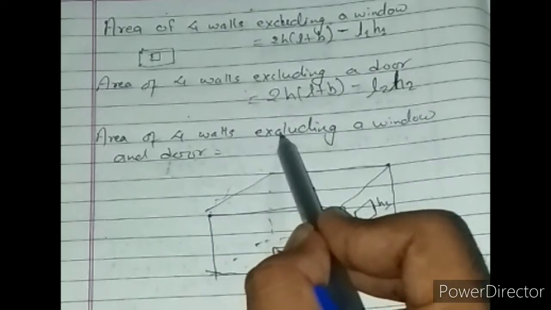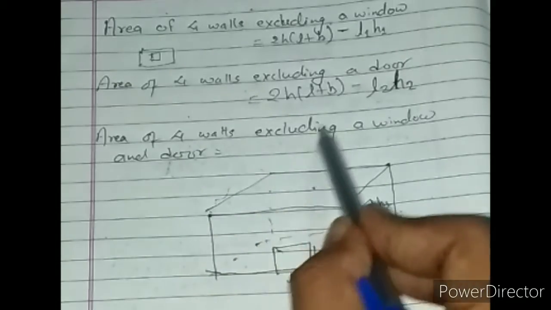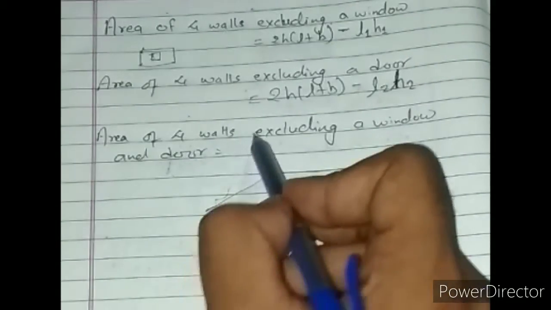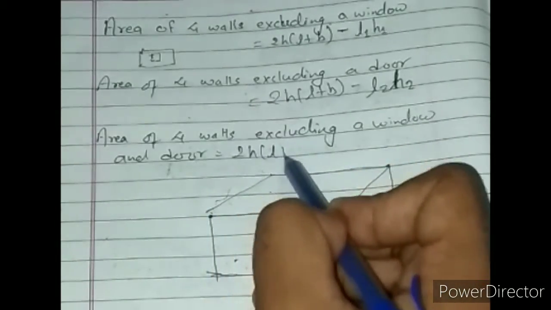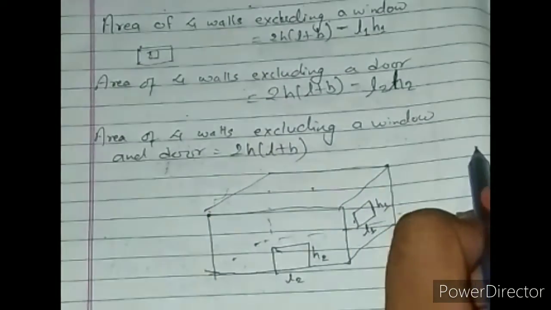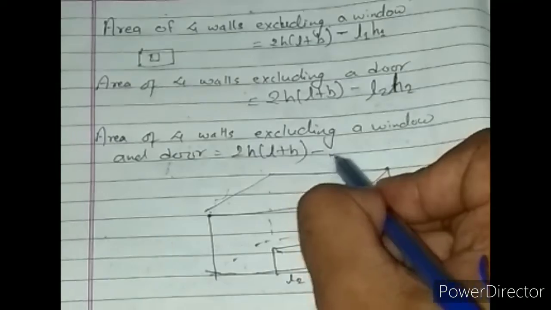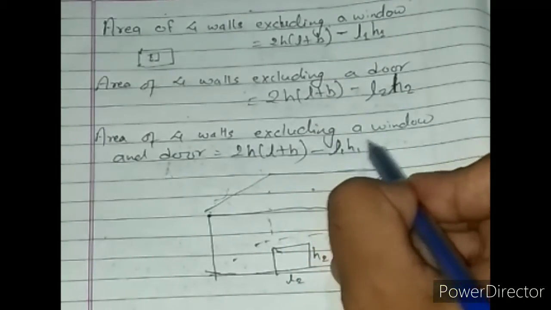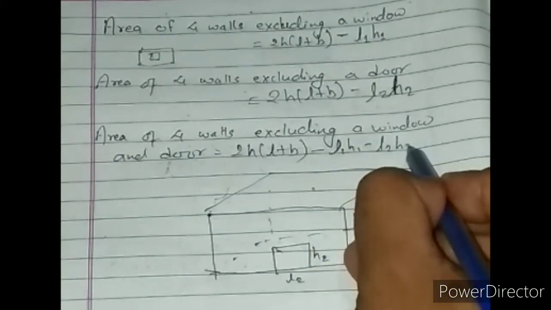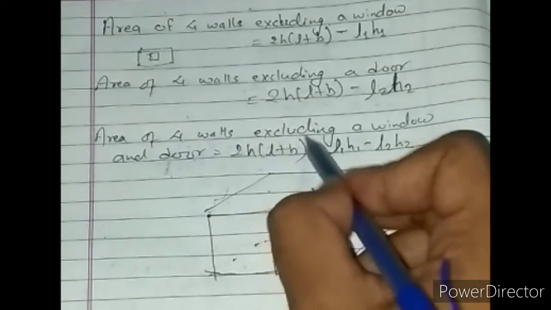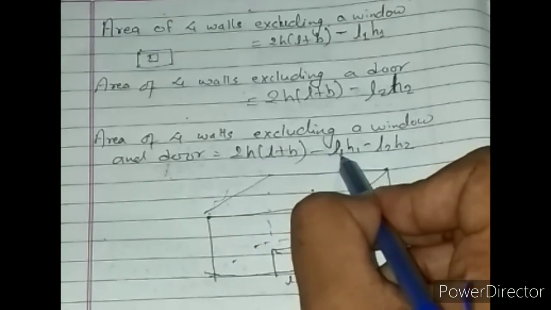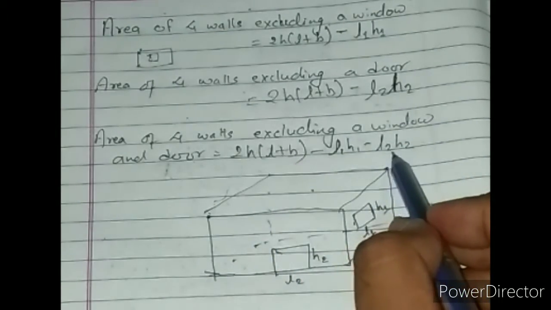Similarly, if it is given to find the area of walls excluding a window and a door, then 2H(L plus B) is the formula of area of four walls, minus L1 H1, minus L2 H2. Area of wall is the area of wall. From the area of the wall we subtract the area of the window and the area of the door.